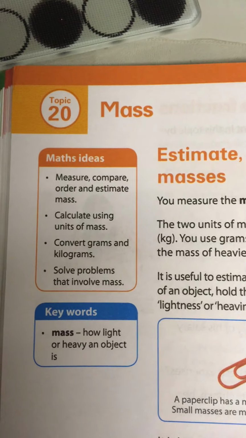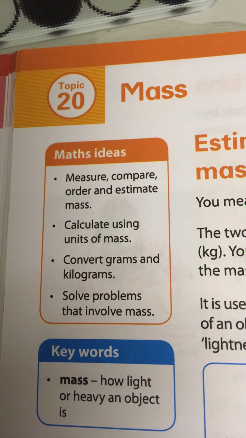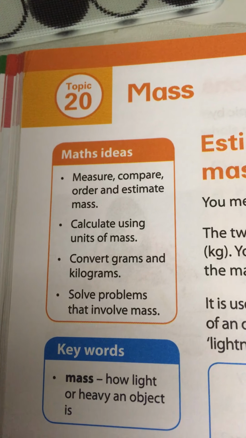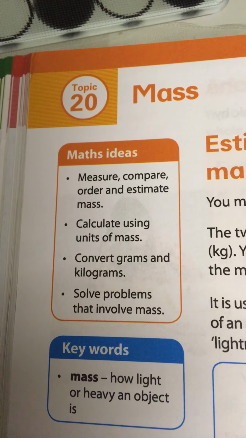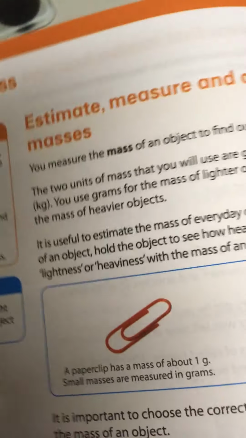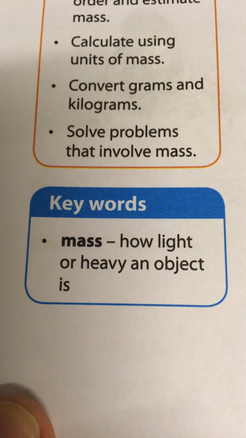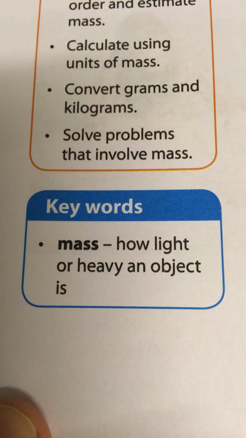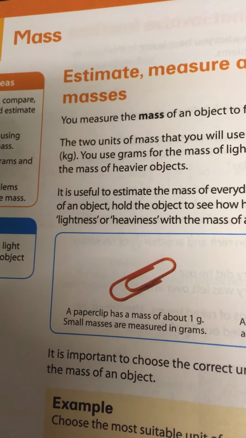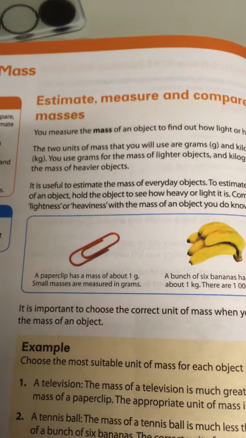So, first, let's see what we are discussing. We're going to measure, compare, order, and estimate mass. We're going to calculate using units of mass, convert grams and kilograms, and solve problems that involve mass. And we learned this in grade 1 even. Mass is how light or how heavy an object is. Okay, so we can start. You measure the mass of an object to find out how light or heavy it is.